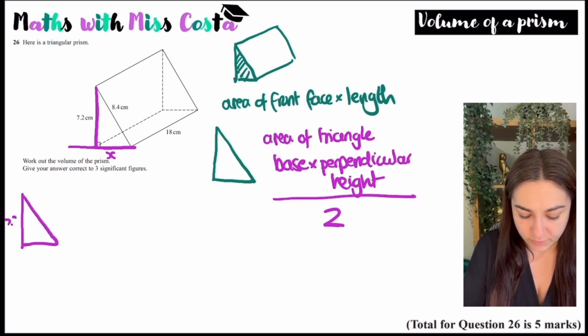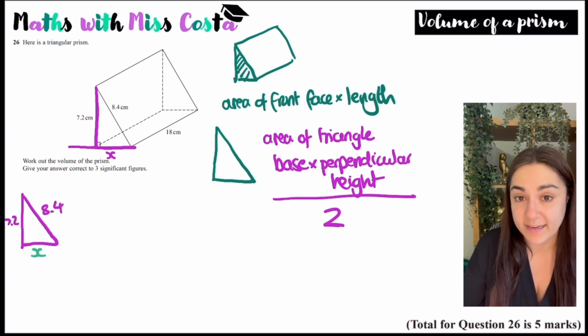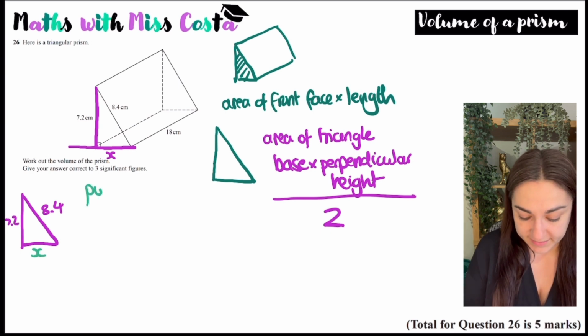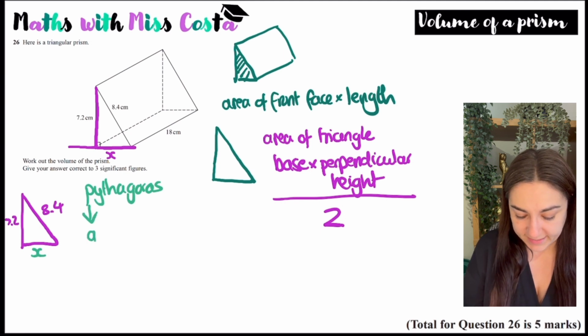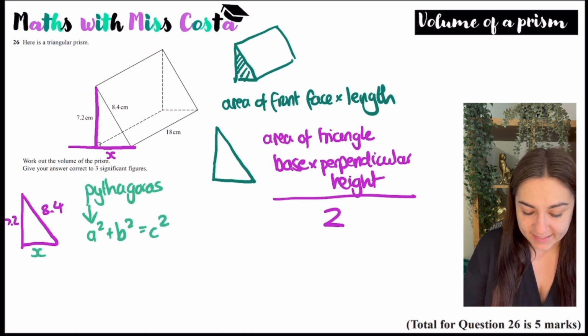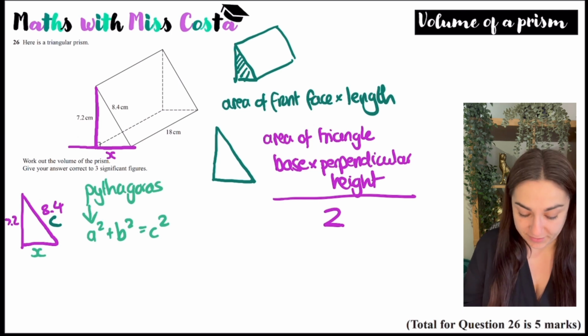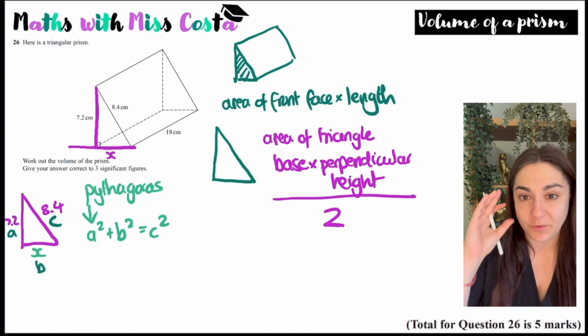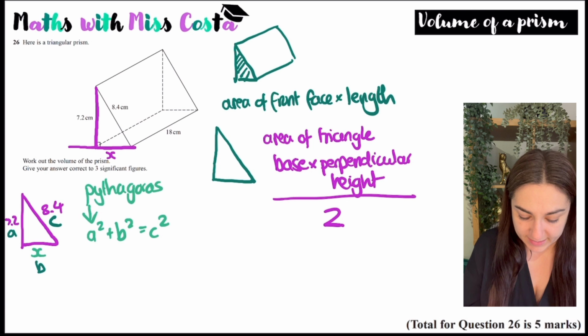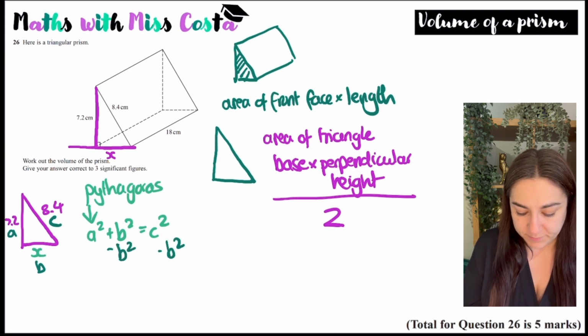So I've got a triangle. I know what this side is. I know what this side is. And I need to figure out this missing side. So when you've got a triangle and you know two sides and you need the third side, you use Pythagoras. So Pythagoras' theorem states that a squared plus b squared equals c squared, and c is the longest length. So I know that this is going to be c. It doesn't matter whether this is a or b, it's the two shorter sides. So when you've got the longest side, in order to get this, we're going to have to subtract b squared. So we could rearrange it to say c squared minus b squared equals a squared.